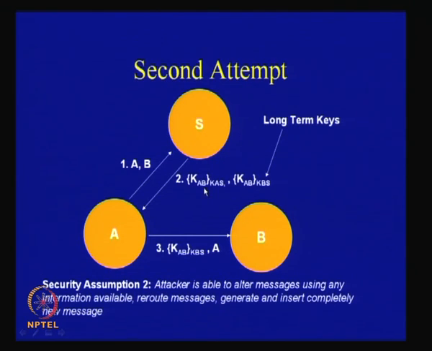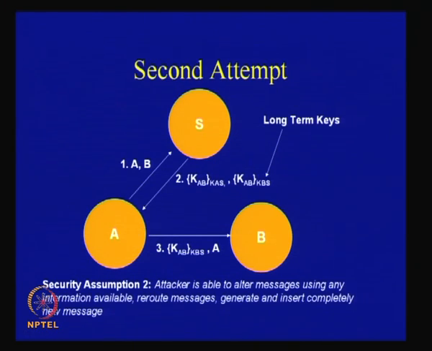Now S generates a KAB and encrypts it by the long term key. As we said, the long term keys have already been established by some key establishment technique which we have seen in our previous classes. KAB is communicated to A, encrypted by KAS and KBS, which are long term keys. S is aware that A and B are legitimate users, and therefore from some database it retrieves the values of KAS and KBS, encrypts KAB, and gives it back to A and B.